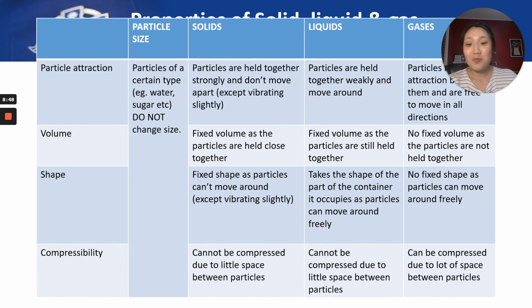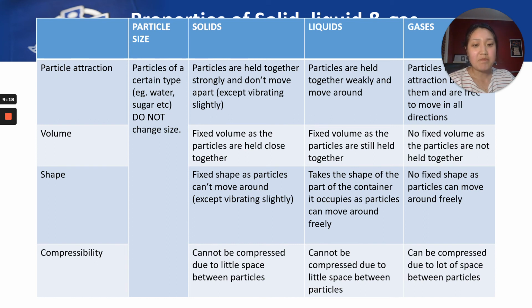Okay, volume. Solids have fixed volume because the particles are held close together. Liquids have fixed volume as well because the particles are still held together. But gases, they don't have fixed volume because the particles are not held together and they just move freely. Solids have fixed shape because the particles can't move around except vibrating slightly.